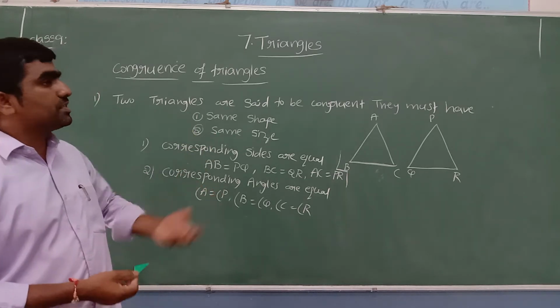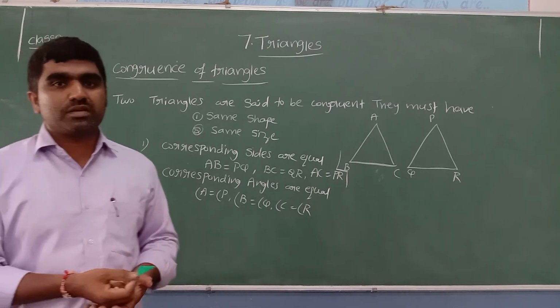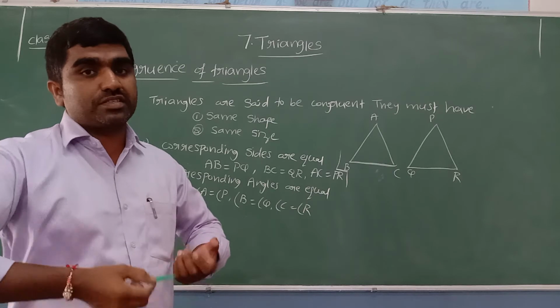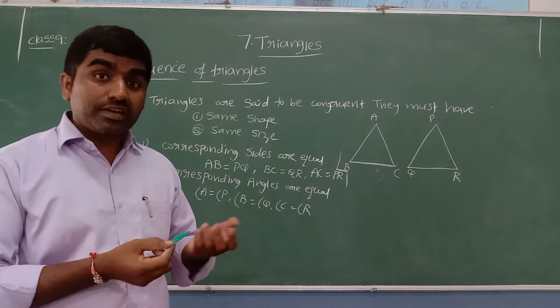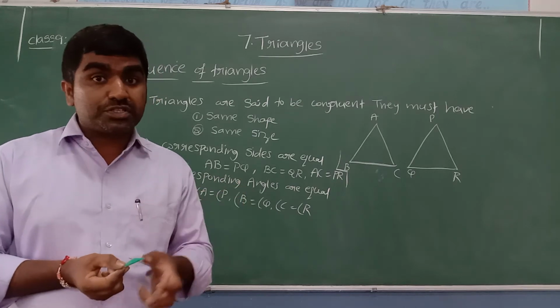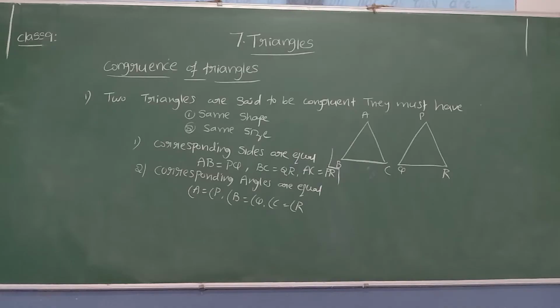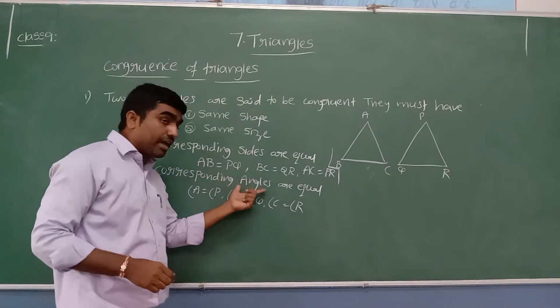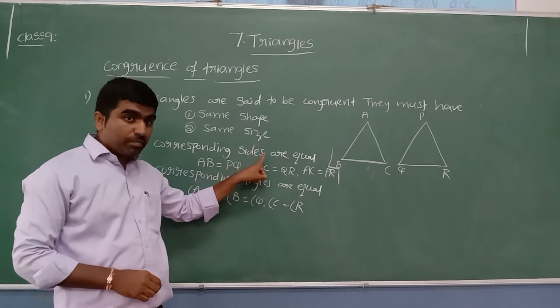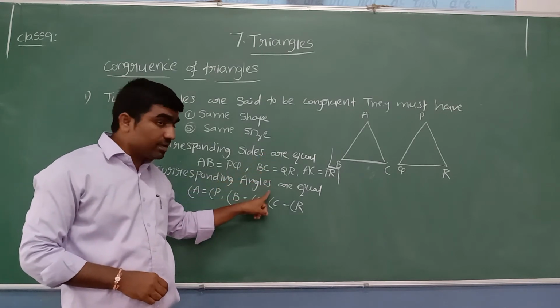Where can we see this type of objects? We can see many real life applications, especially in design, building infrastructure, or else some tiles. They are in triangle shape, and all the triangles must be the same shape and same size. Children, I said here corresponding sides are equal and corresponding angles are equal when two triangles are congruent. Can you say what is the reason? By what reason can we say sides are equal, angles are equal?